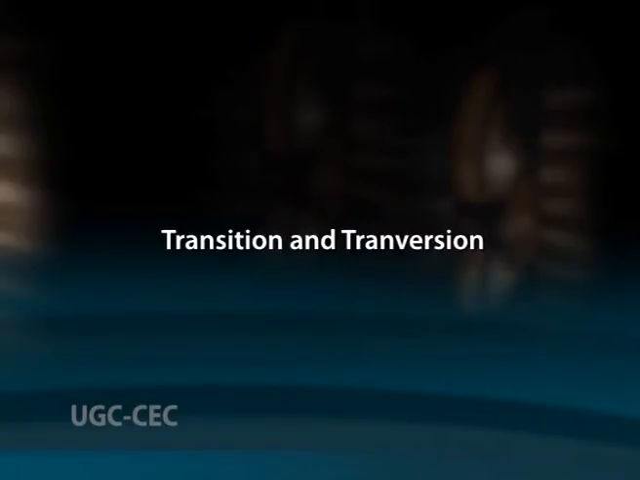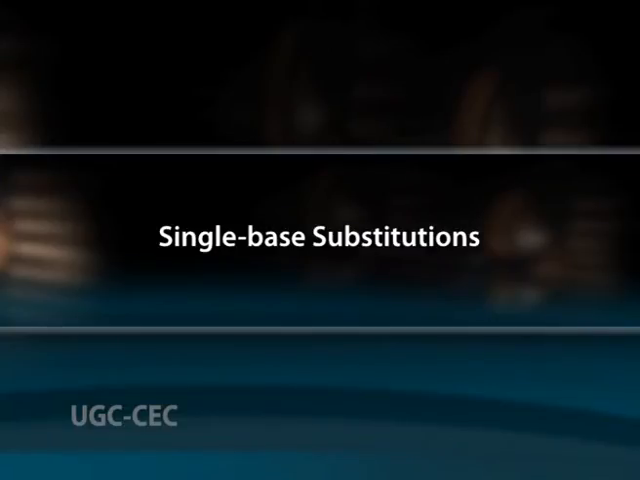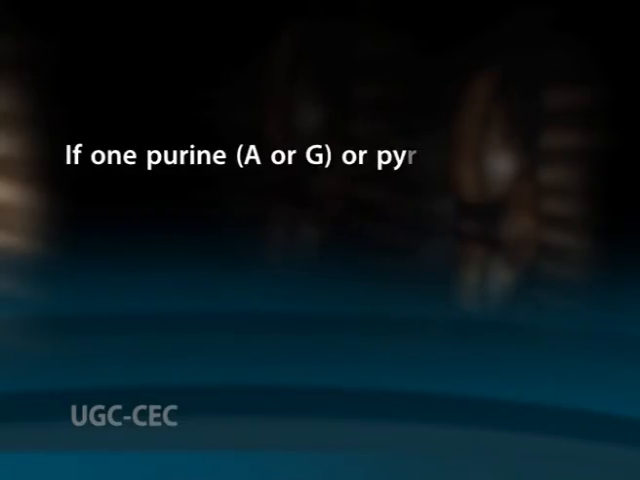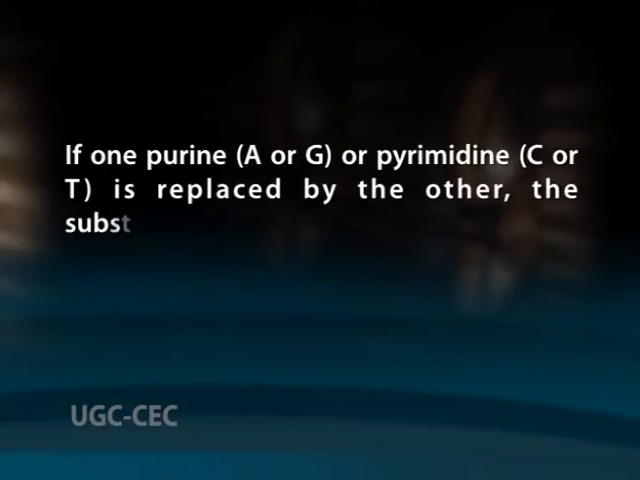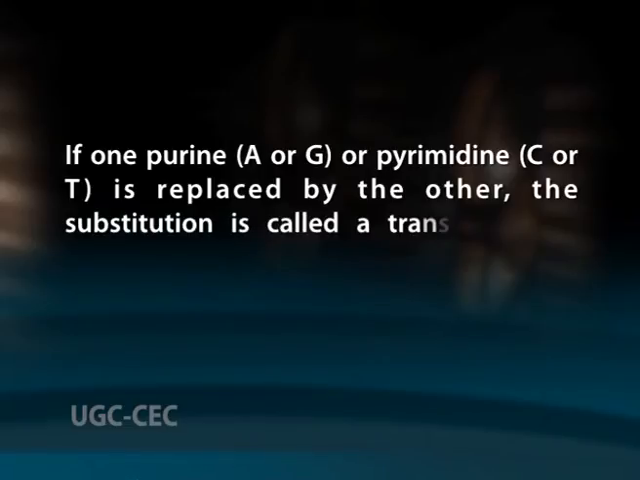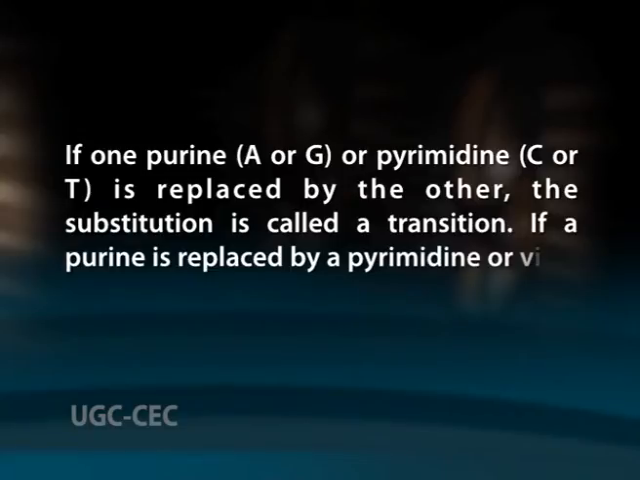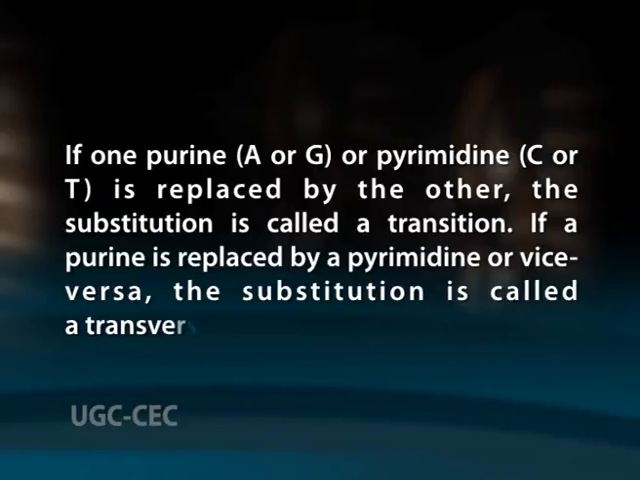Base substitution leads to two types of molecular change: transition and transversion. Single base substitutions are also called point mutations. If one purine, that is A or G, or pyrimidine, which is C or T, is replaced by the other, the substitution is called a transition. If a purine is replaced by a pyrimidine or vice versa, the substitution is called a transversion.